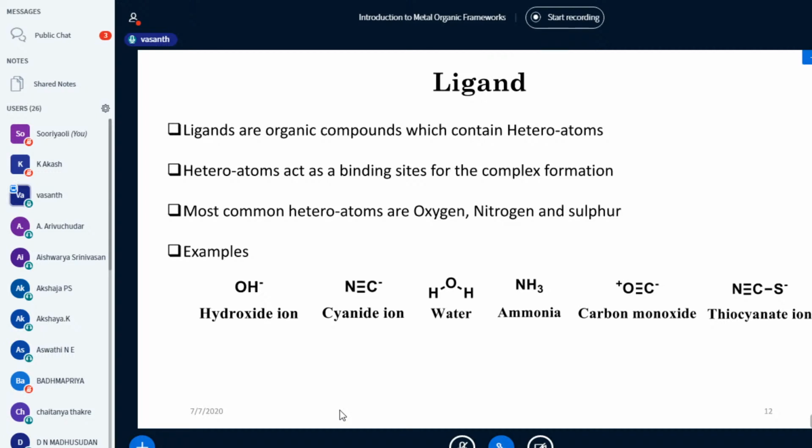Here are a few examples. One is hydroxide, cyanide, water, ammonia. Yes, water can also act as a ligand. It coordinates to a metal center via the oxygen bond. And ammonia, which is very importantly used for the synthesis of urea, can also bond to the metal via nitrogen. And carbon monoxide as well as thiocyanate.